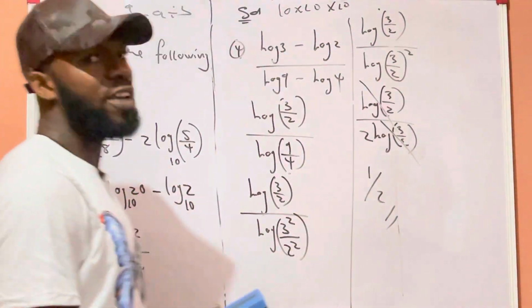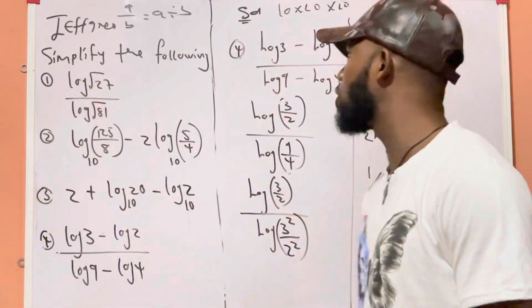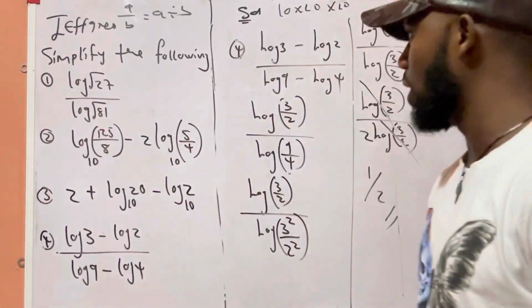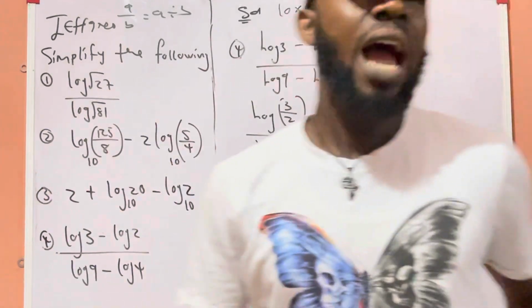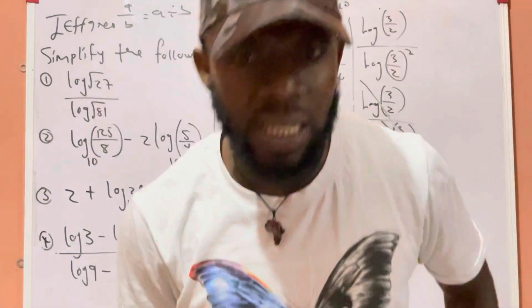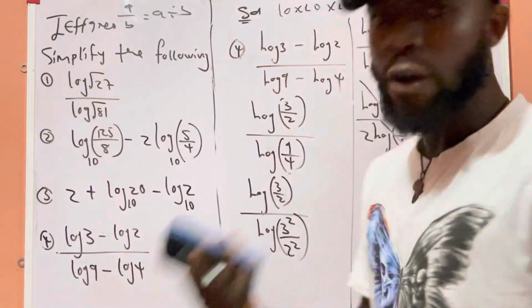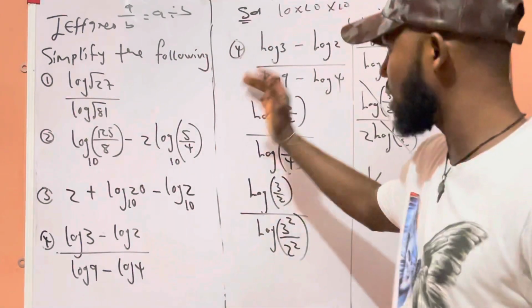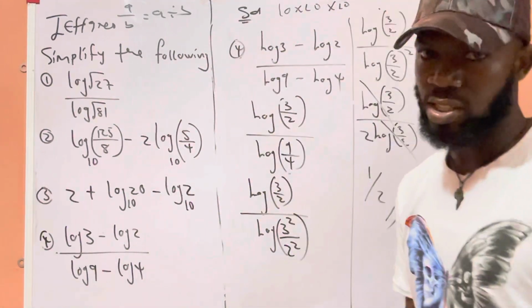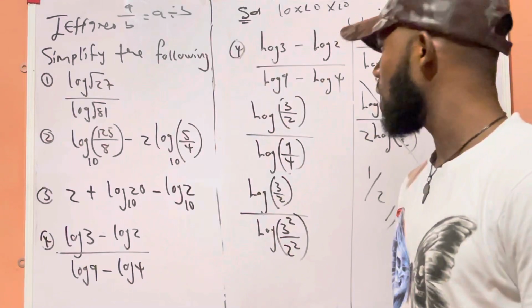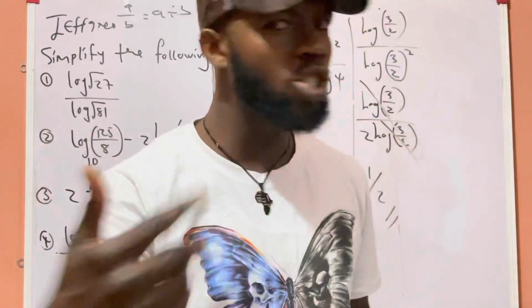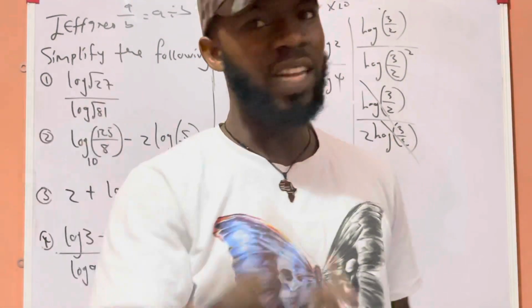So class, I believe you have enjoyed yourself with these 4 questions that we solved under simplification of logarithm. In our next class, we are going to be looking at logarithm that involves different bases, because if you take a look at today's class, all the bases were the same, base 10. So in our next video, we shall be looking at when the bases are different, what should you do? What should be your next step?